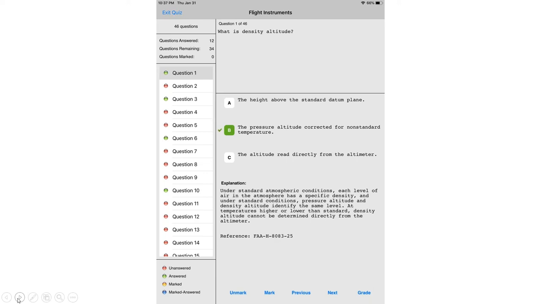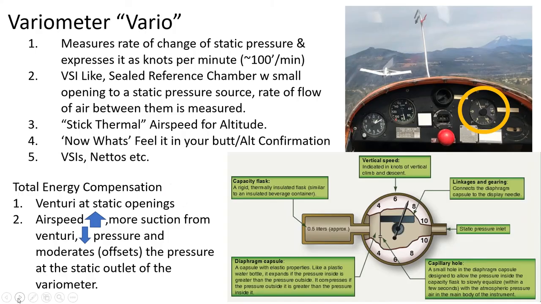The vario, where the fun happens, right? Why we're up there trying to find lift. For you power guys, you're familiar with a VSI or vertical speed indicator. A vertical speed indicator just obviously will show you your rate of climb. And the way the instrument works is like a VSI. This actually measures the rate of change of static pressure and expresses it as knots per minute. So if you do the calculation on knots per minute, it's like 101 point something feet, right? So it's basically 100 feet a minute.